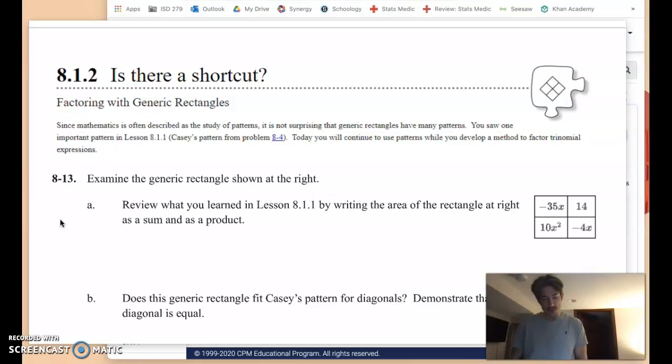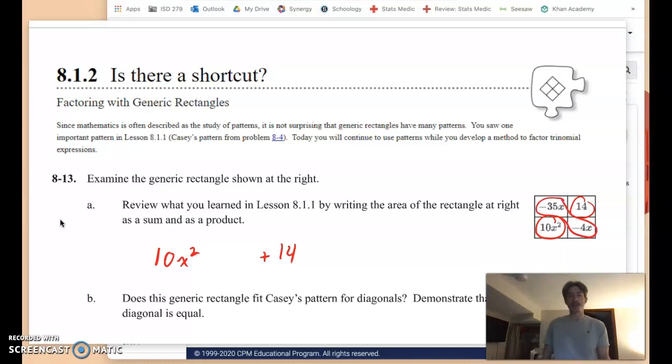We want to write the area as a sum and a product. So real quick, the first thing I'll do is start by writing it as a sum. And I see a 10x squared. And then on the tail end, I see a 14. So I've addressed the 10x squared and the 14. The reason I didn't write the middle term yet is because, recall some of the things that we've seen so far inform us that those like terms can and should be combined. So I'll put those two things together.